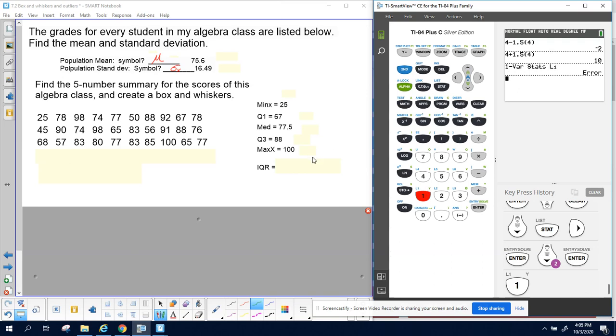All right, first thing that I want to do is, can you recall how to find the IQR from our last couple slides? Hopefully you're remembering IQR is defined as the quartile 3 number, 88, subtract the quartile 1 number. You're finding really how much is in between or inside the 3rd quartile and the 1st quartile. When you subtract, you get 21.